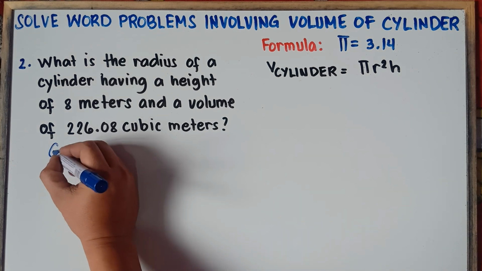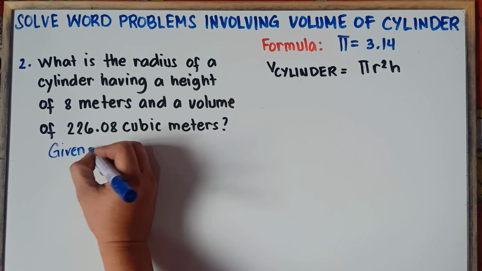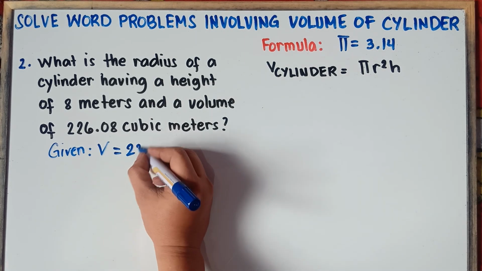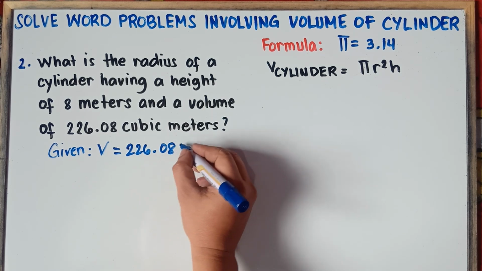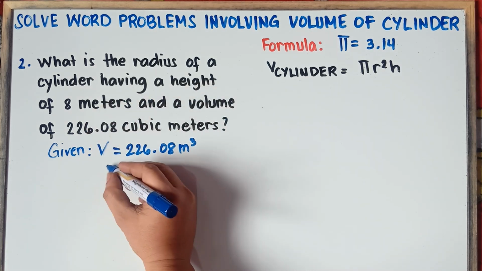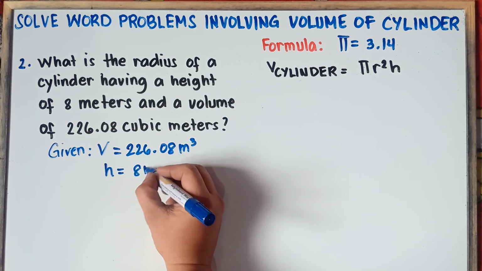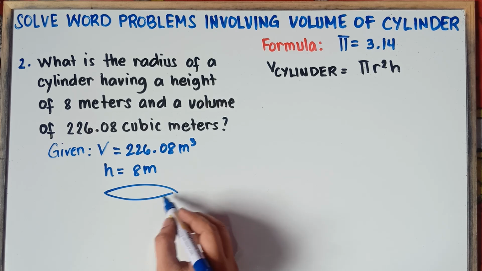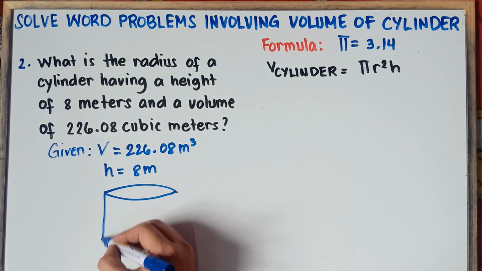So once again, the first thing to do is write down the given, so we can be guided. Our given volume is 226.08 cubic meters. And then we have given height, that's 8 meters. So height is equal to 8 meters. And then we can illustrate this one, class, so we can be guided.